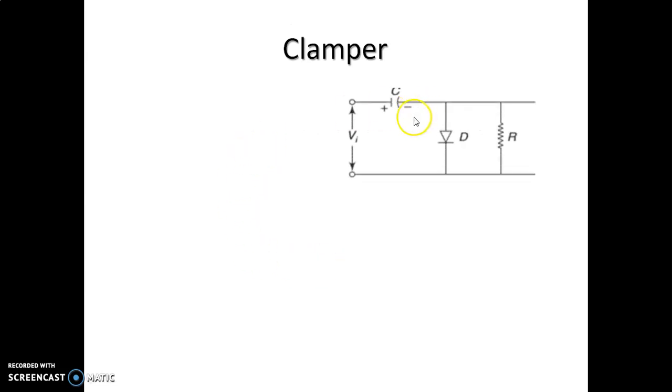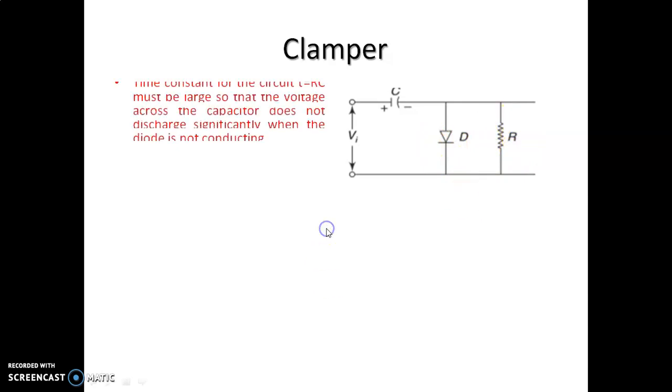Clamper circuit comprises a capacitor, a diode and a resistor. The time constant of this circuit, tau equal to RC, must be large so that the voltage across the capacitor does not discharge significantly when the diode is not conducting.